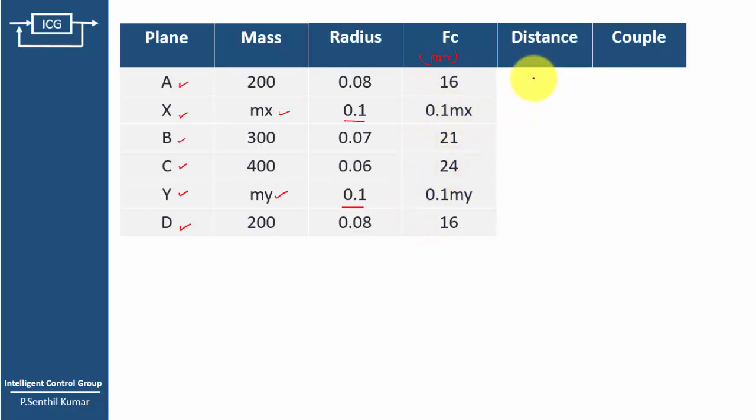Next we need to calculate distance. Before we calculate distance, we need to choose a reference plane. Here I am going to take X as the reference plane. Let me explain later why I chose X as the reference plane, but as of now you consider X as the reference plane. Then calculate distance. Here the distance is the reference distance between X and the corresponding plane. For the corresponding plane A, we need to find the distance between X and A. Go back to the linear diagram.